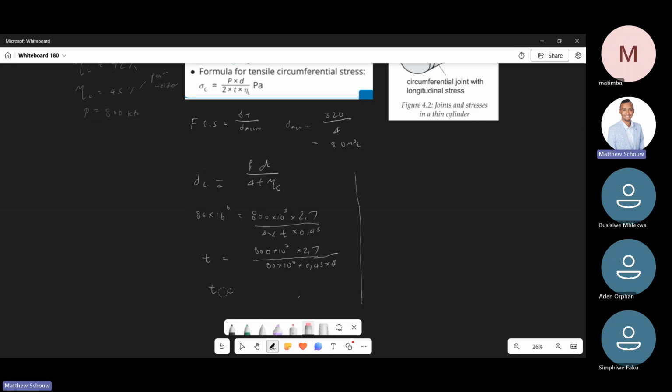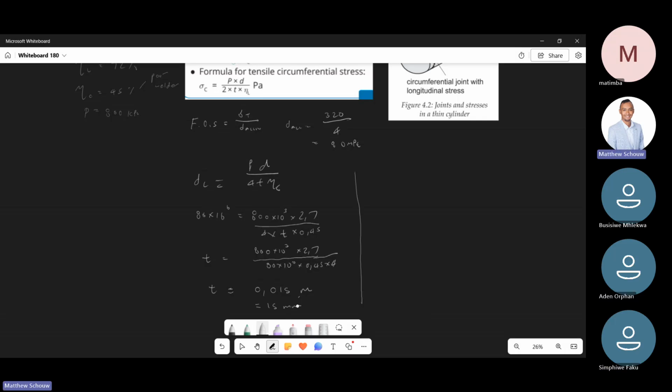What do we get for that one? I got 0.015. Yeah, that's correct. What is that in meters? Or in millimeters? Yeah, that's going to be 15 millimeters, right? You agree with me? Colleagues, do we all get that? Yes, sir. 15 millimeters.